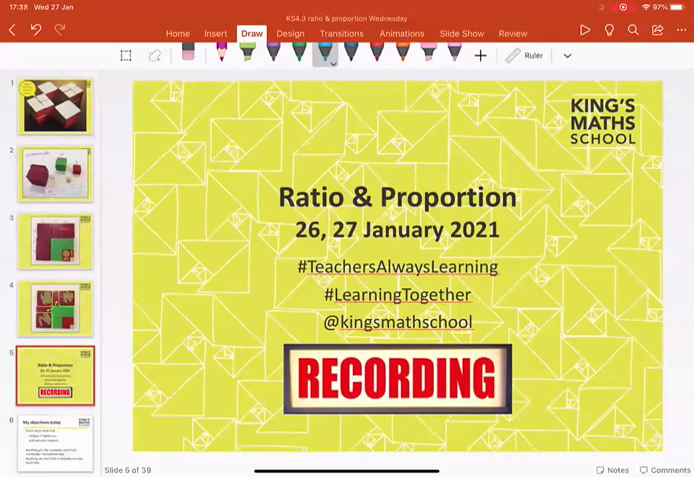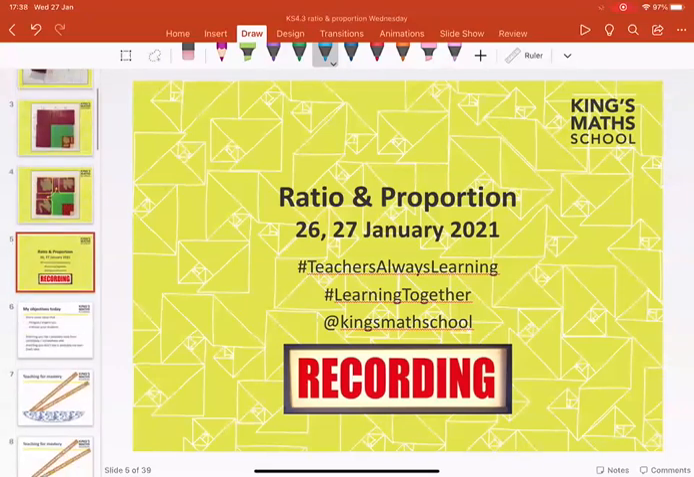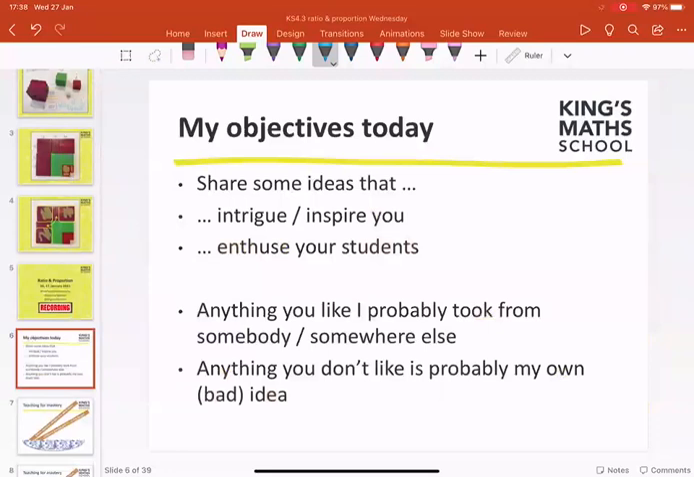I'm going to think about ratio and proportion. As always, I have the same objectives every day, every week, my same objectives to share these ideas. I don't know yet if any of you had an opportunity to try some of these ideas with your students. It'd be great if you did. It'd be even greater if you did and it worked well and you could share some feedback.